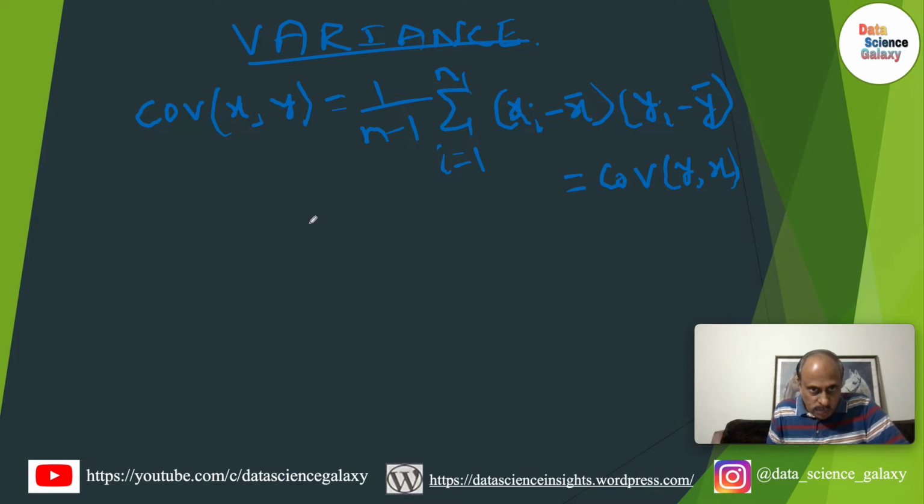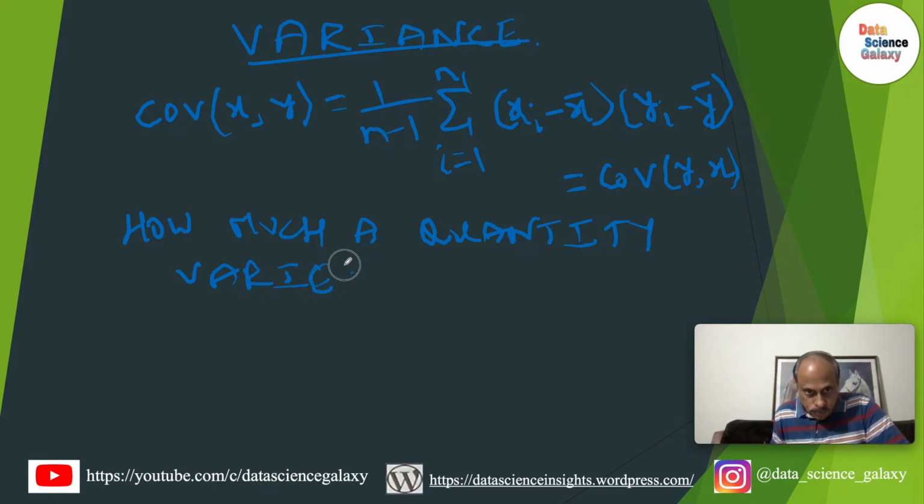I'm going to simply do some modification to this covariance formula to look at variance. So before that, we will have to understand what this variance is. Okay, so variance basically tells us how much a quantity varies with respect to its mean. So it tells us how much a variable or a quantity varies with respect to its mean. Okay, that's what variance is. That essentially means how far away from the mean is what variance is all about.